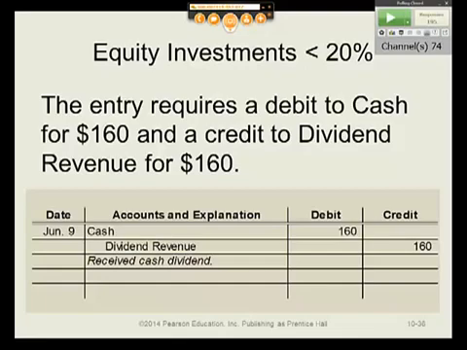Okay, so far we've looked at the purchase of an available for sale security. We've looked at the dividends. Any questions on purchasing securities or any question on the dividends? Dividends are income to the company. It's not part of operations. That's other revenue and other expenses.